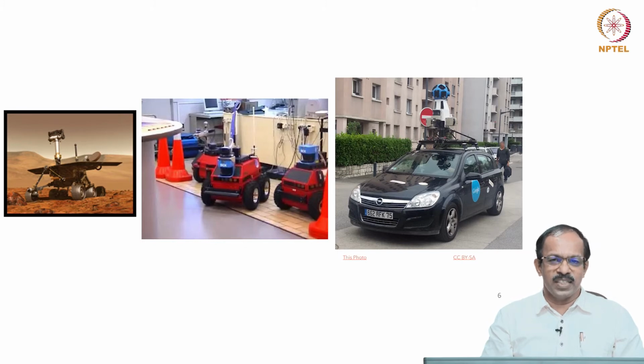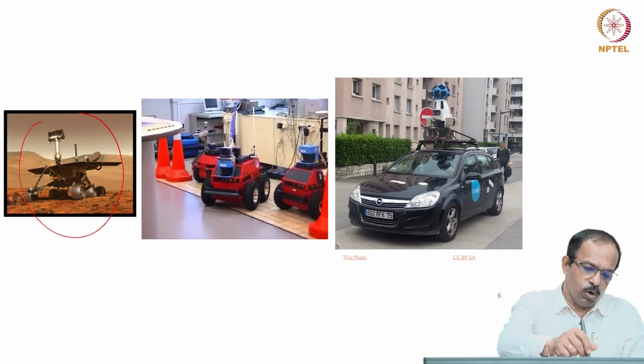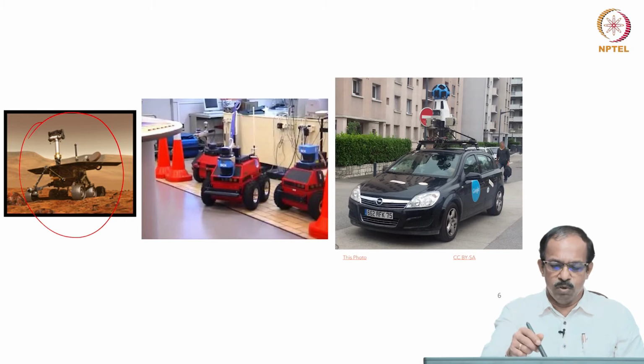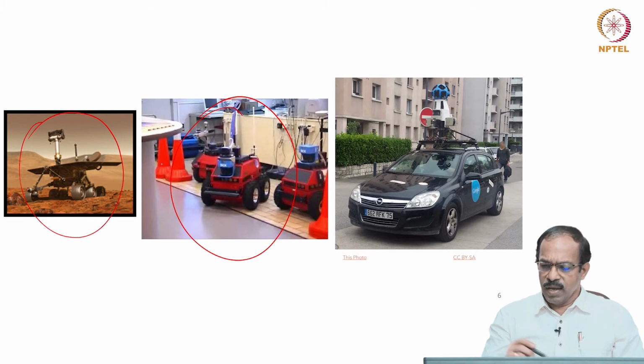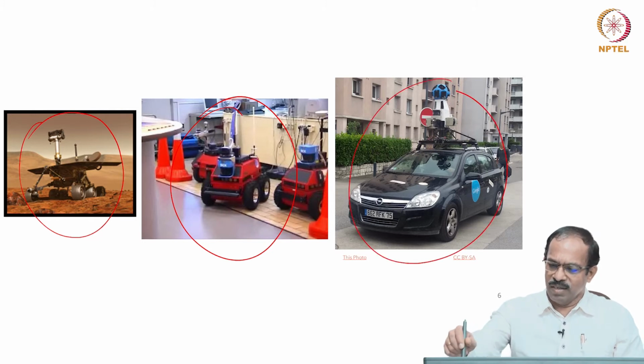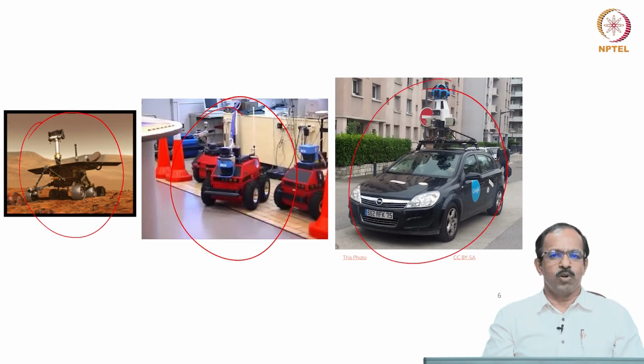As you can see here, the first one is the Mars rover, and then you have these autonomous mobile robots, wheeled robots. And most of you know about the latest trend in mobile robots, which is the autonomous car. There are a lot of automobile companies trying to develop autonomous cars by adapting the technologies available in the robotics field, and integrating them with the automobile system in order to get driverless cars.